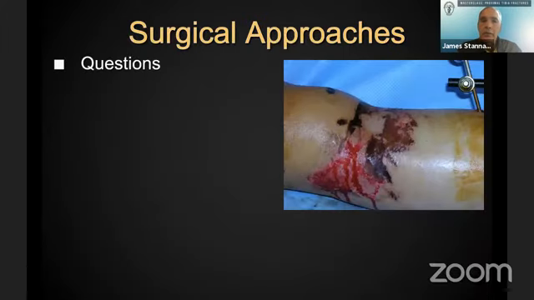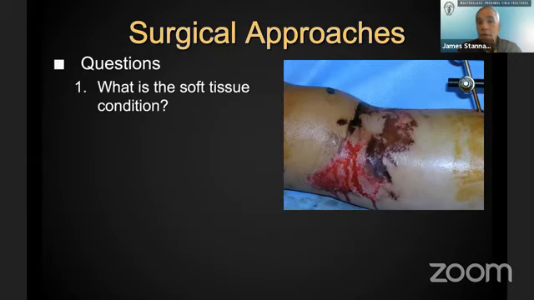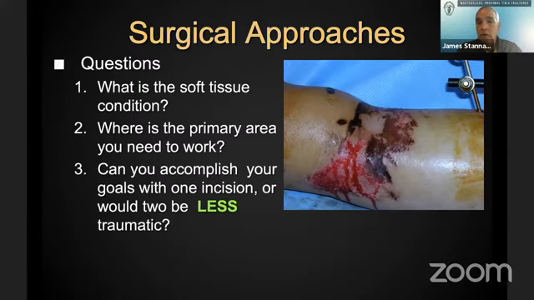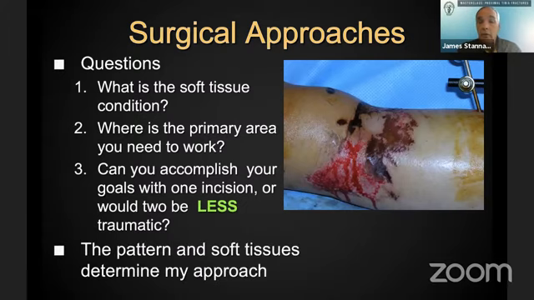So when I'm looking at a tibial plateau fracture, there are a number of questions I feel that I must answer. The first is, what is the soft tissue condition? And that may determine one of two things, either the timing of when I do this fracture, or potentially it may influence which surgical approach I use. The second question is, what is the primary area on the tibial plateau in which you need to do most of your work? That will have a huge impact on which surgical approach. And then the third question is, can you accomplish your goals with one incision, or would two actually be less traumatic? And that is often the case. So the pattern and the soft tissue condition determines my approach.